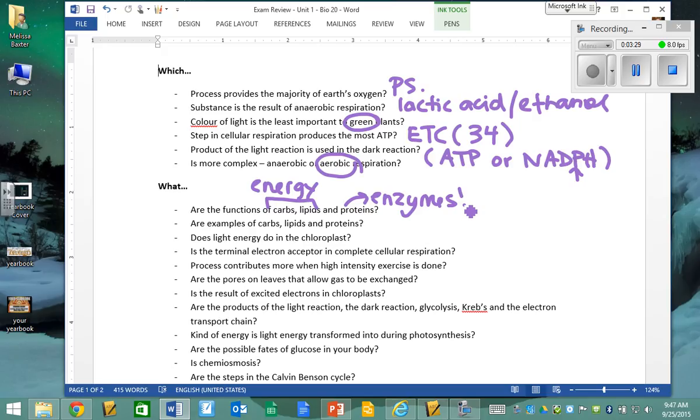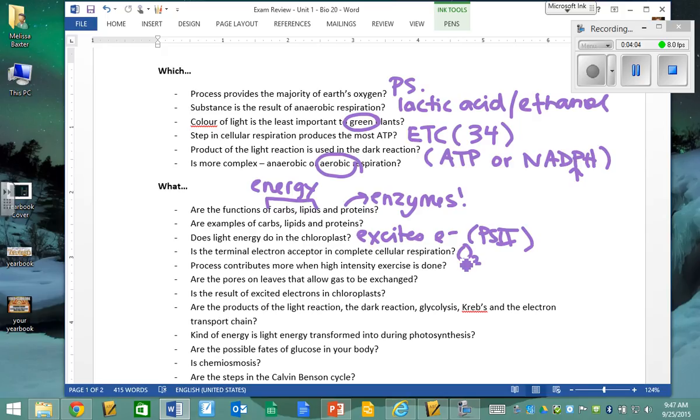What does light energy do in the chloroplast? Immediately, it excites electrons. And remember that photosystem 2 comes first. That's the first place that electrons are excited. What is the terminal acceptor in complete cellular respiration? That's oxygen. When we talked about the electron transport chain, I said, imagine it was like a staircase and oxygen was waiting at the bottom. So it's the terminal acceptor.